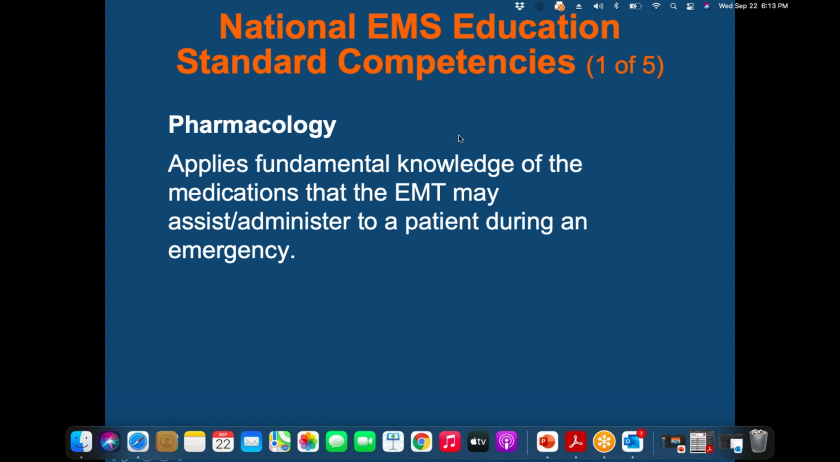All right, so we're going to talk about pharmacology. This applies fundamental knowledge to the medications that the EMT may assist or administer to a patient during an emergency. Pharmacology is very important for you to understand because we are administering medications, some that can actually kill people if given in the wrong situation. That's where your assessment comes in prior to actually giving somebody a medication.